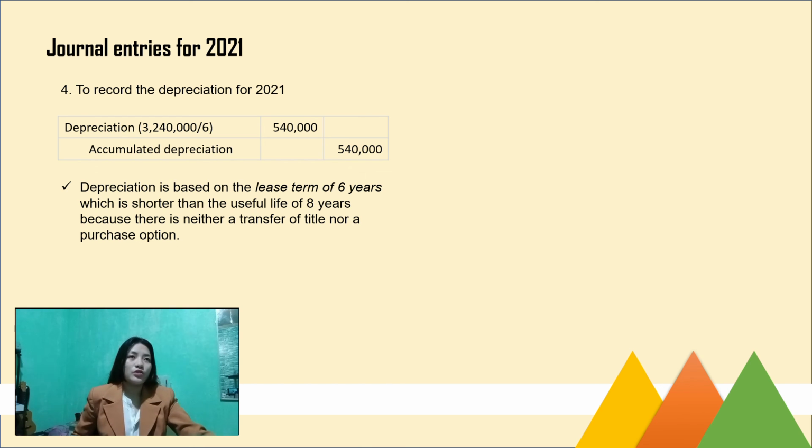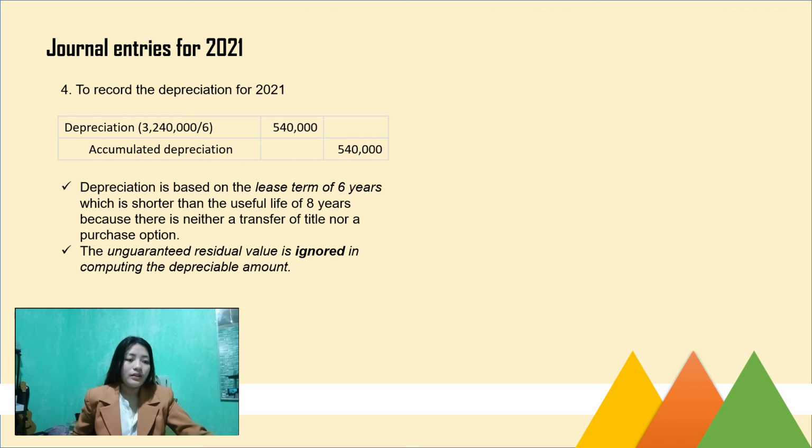So, di ba kanina sa illustration, nabanggit dun na walang mangyayaring transfer of title or purchase option. That is why, ang magiging base natin sa depreciation ay yung lease term o yung mas maliit between useful life or lease term. Since sa given natin or sa problem natin, ang mas maliit ay yung lease term with 6 years, yun yung gagamitin natin. Then, the unguaranteed residual value is ignored in computing the depreciable amount. So, i-ignore lang natin yung unguaranteed residual value in getting the depreciable amount.